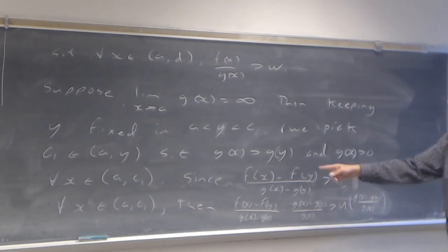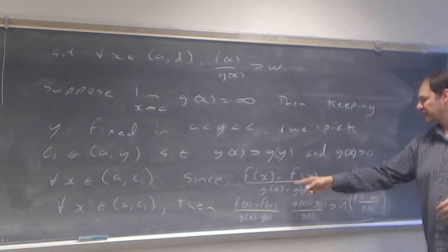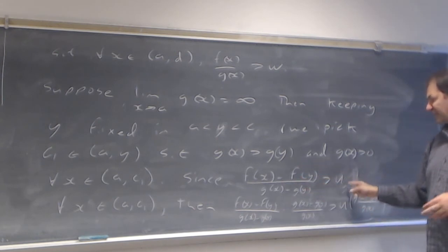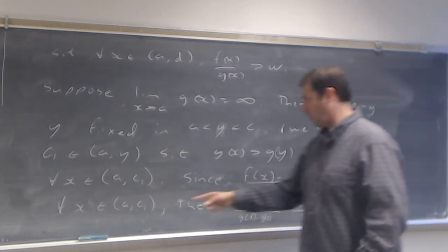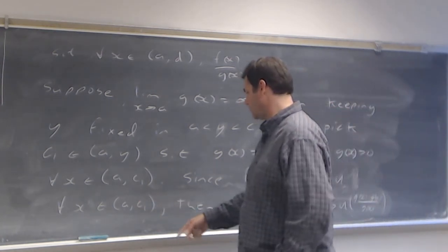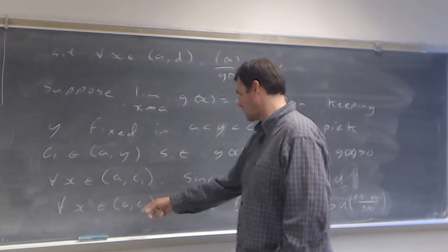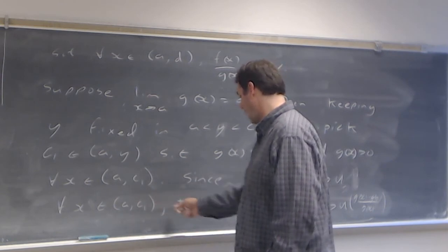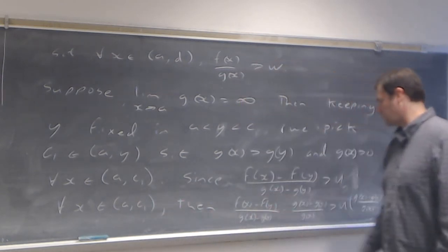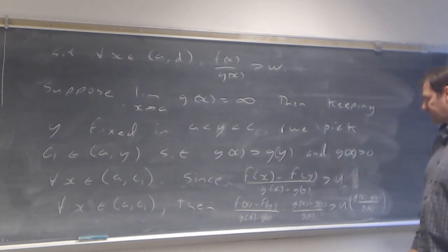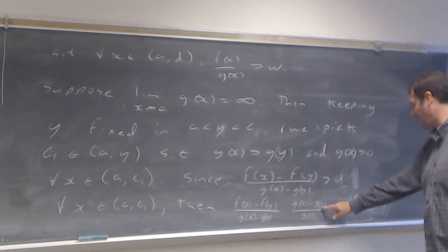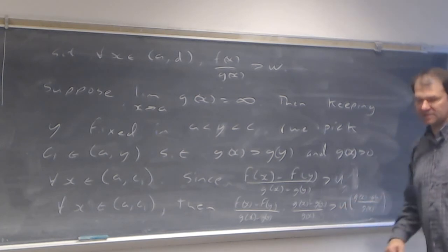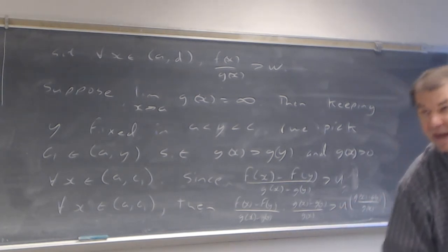And so here, since (f(x) - f(y)) / (g(x) - g(y)) is bigger than u, we know this was true for all x in between a and y, so it's going to be true for all x between a and c sub 1. If we multiply by this positive quantity, we maintain this inequality. That's what we had.